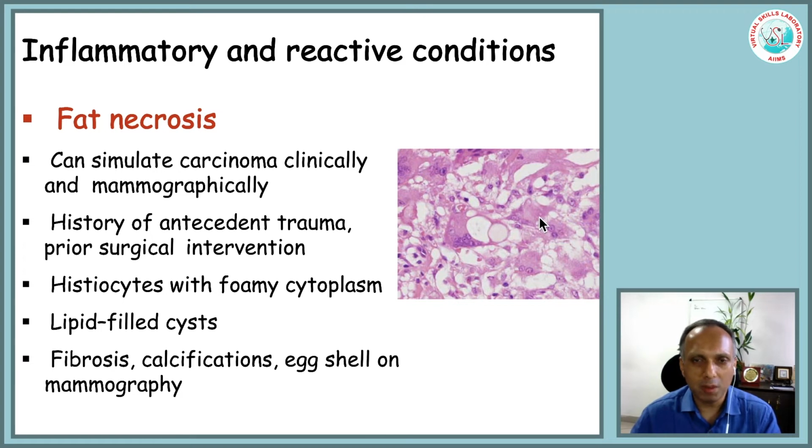Now coming to some of the inflammatory and reactive conditions. So you can have fat necrosis. Now this can clinically simulate a malignant breast lesion. There is usually a history of trauma or a previous surgery, and microscopically there are areas filled with foamy histiocytes, foreign body type giant cells, and lipid-filled cysts. That means this clear material which you see is actually fat-filled cysts. This can later result in fibrosis and calcification, which appears egg-shelled, that means layered, on imaging.